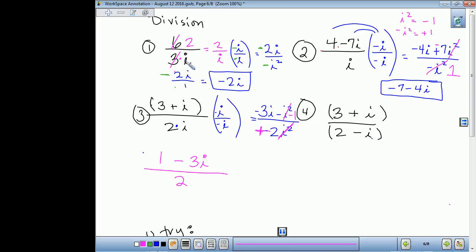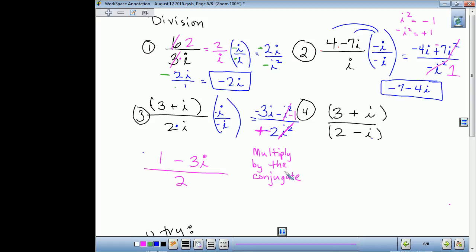Okay, so the last ones had an imaginary number in the denominator, but the next one has a complex number. And the only way to eliminate the imaginary part when you have a complex number is to multiply by the conjugate.